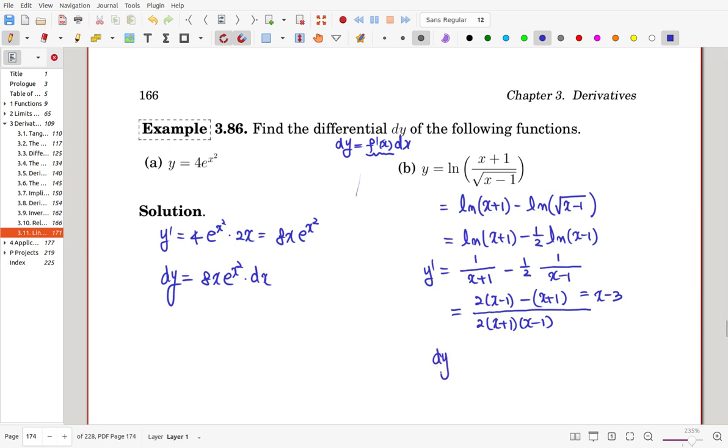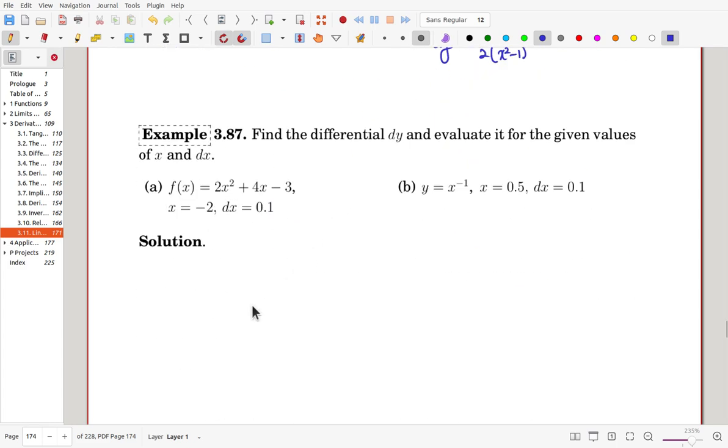So here dy equals f prime, which is x minus 3 on the top, and on the bottom, that is twice of x squared minus 1. We combine them, and then dx. That is now dy. Now we'll solve this problem, and we will get dy, the differential, and evaluate it for the given data.